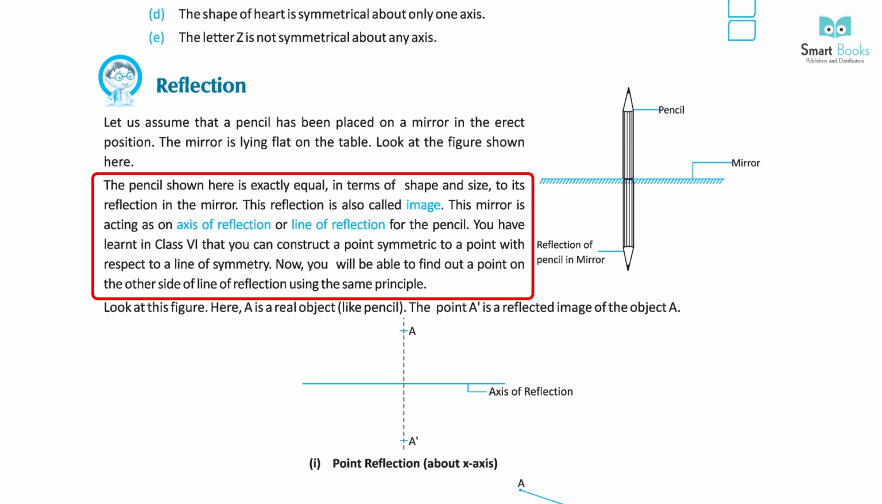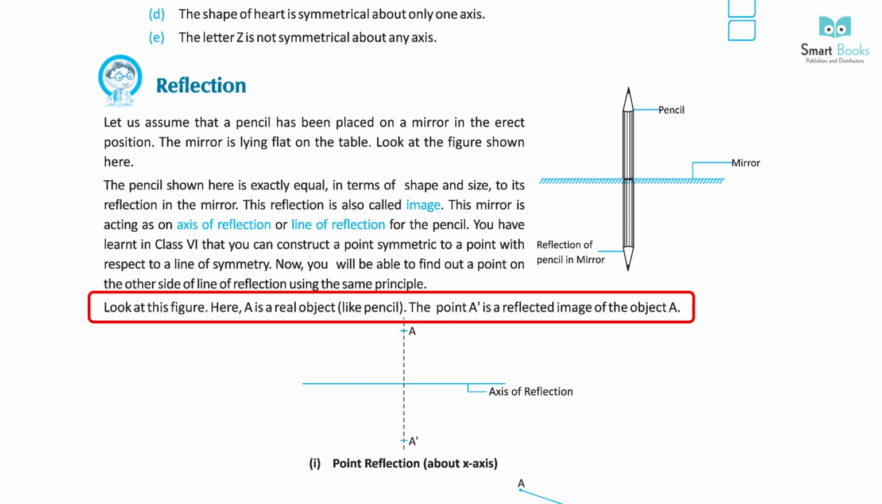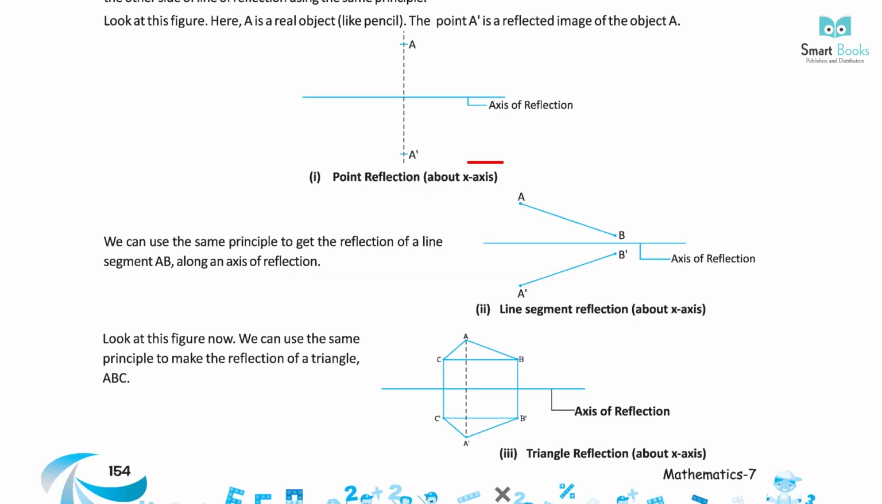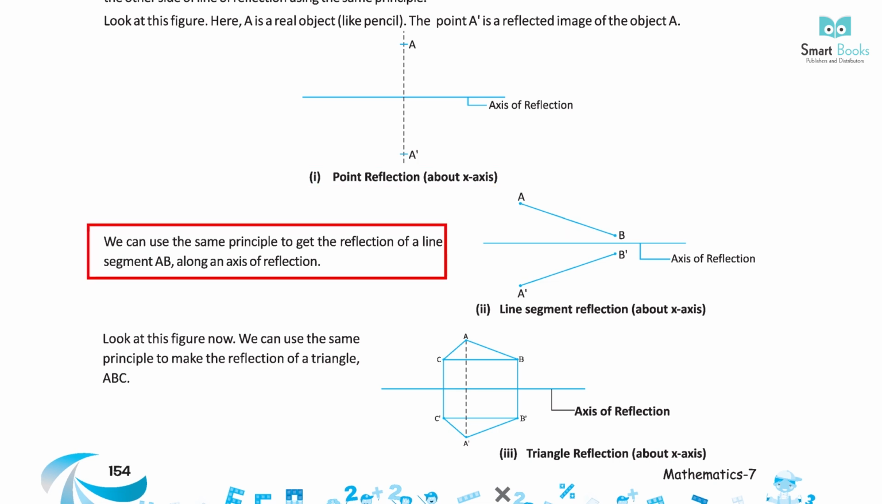You have learnt in class 6th that you can construct a point symmetric to a point with respect to a line of symmetry. Now you will be able to find out a point on the other side of the line of reflection using the same principle. Look at this figure. Here it is a real object like the pencil. The point A' is a reflected image of the object A. We can use the same principle to get the reflection of a line segment AB along an axis of reflection.